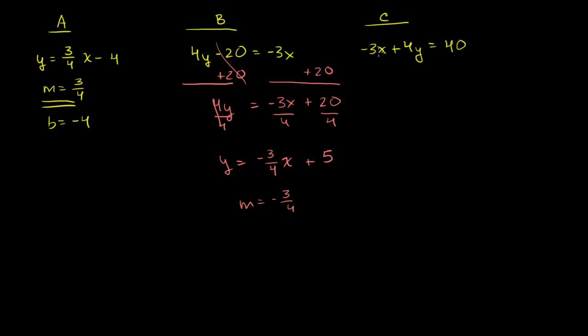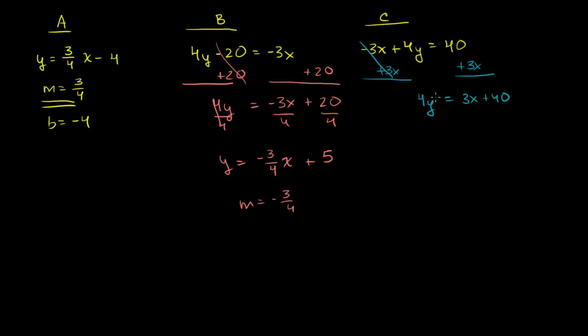Let's move on to line C, written in standard form. So let's get the x term on the other side. Let's add 3x to both sides of this equation. Left-hand side, these cancel out. We're just left with 4y is equal to 3x plus 40, or 40 plus 3x, either way.